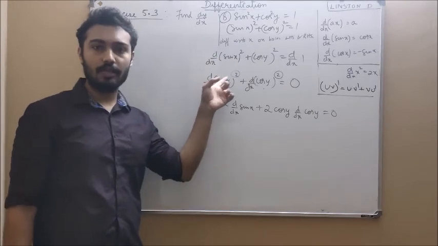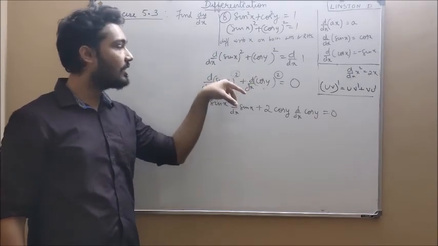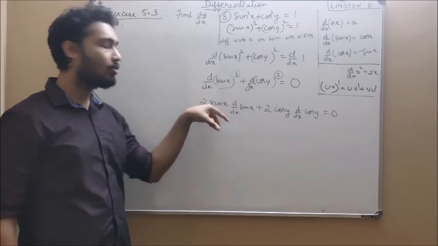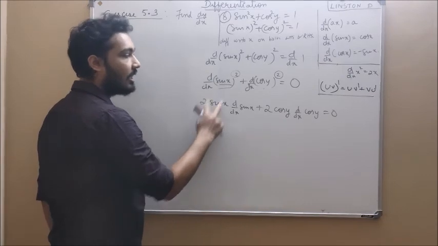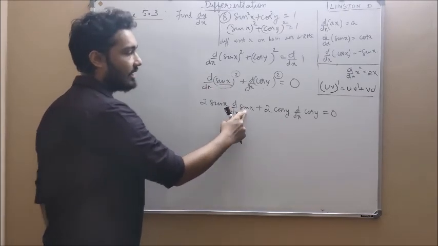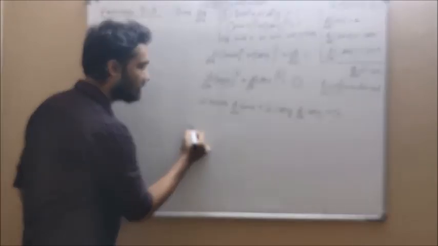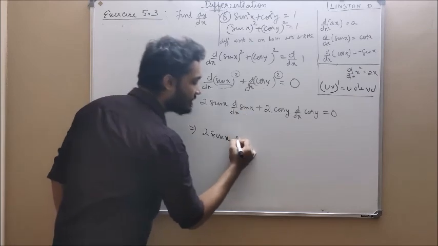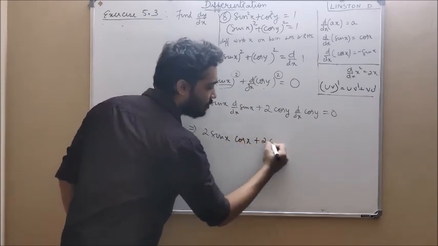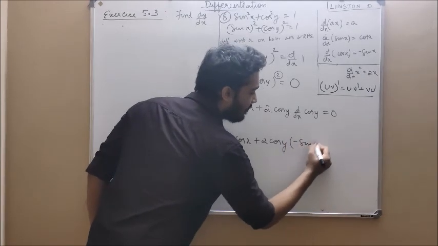So here this is the chain rule. We are differentiating x square. The differentiation of x square is 2x. So the differentiation of sin x the whole square is 2 sin x. Instead of x there is sin x, so 2 sin x, and then differentiate the inner function sin x. Here in the same way, 2 cos y, differentiate the inner function cos y. So this is 2 sin x, differentiation of sin x is cos x, plus 2 cos y, differentiation of cos y is minus sin y.